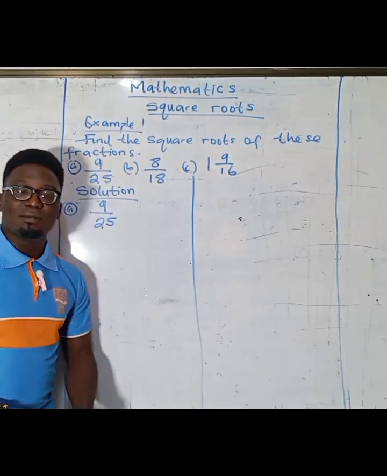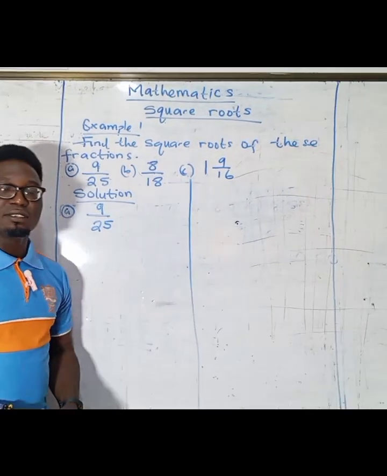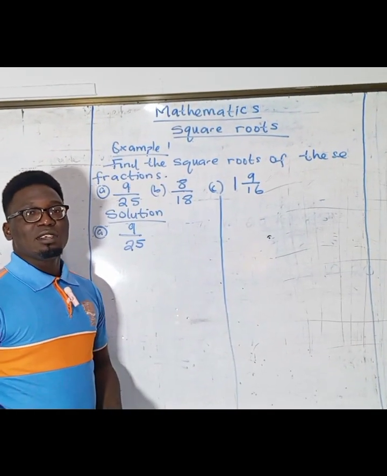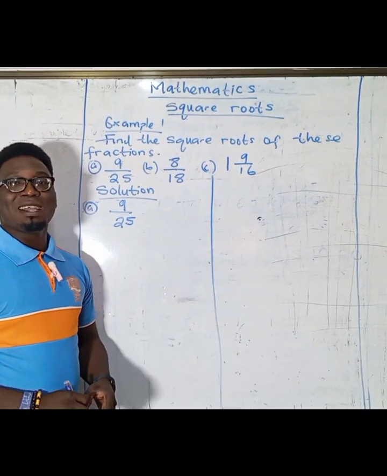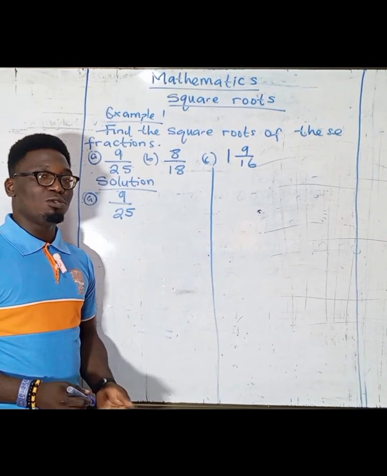Today we're talking about square root of fractions actually. Now, what are square roots? The square root of a number is a value that when multiplied by itself gives the given number. What do I mean?